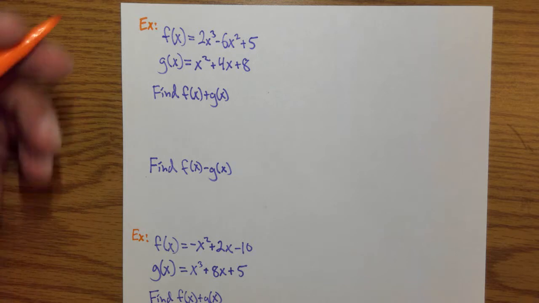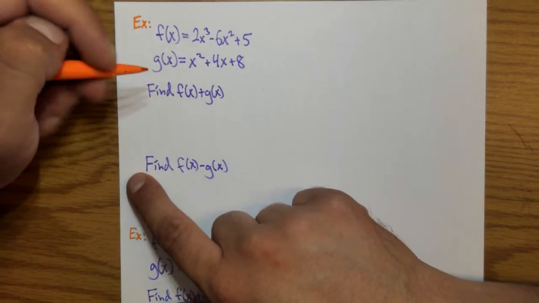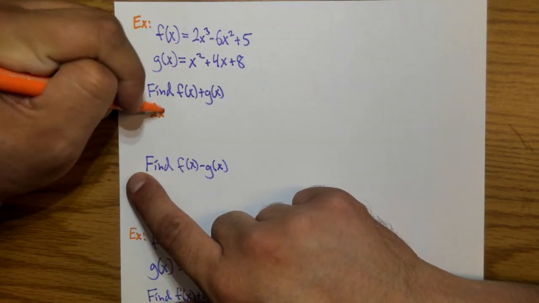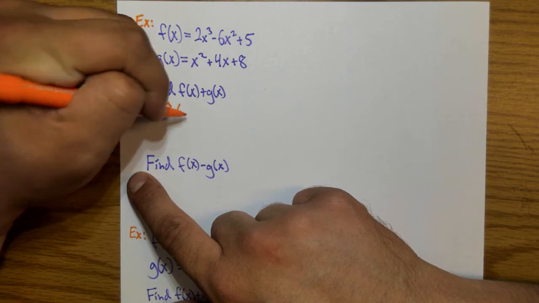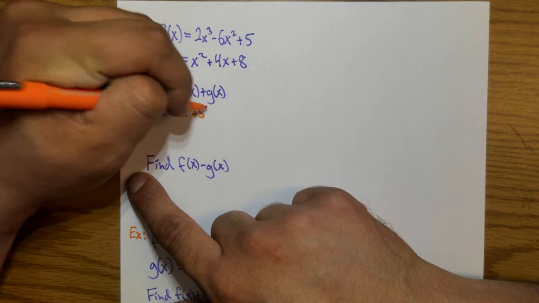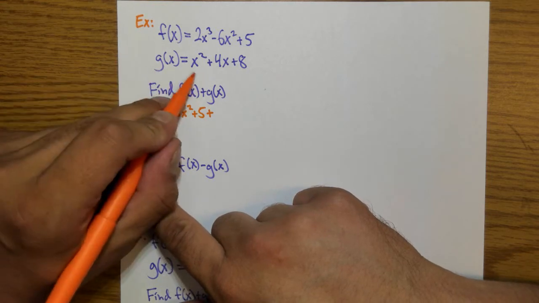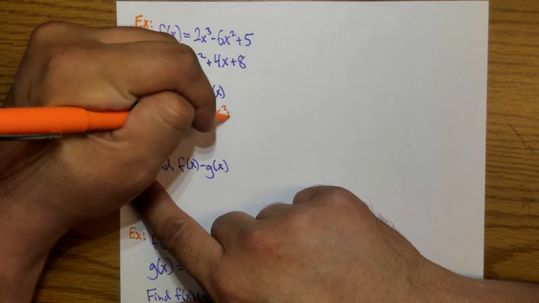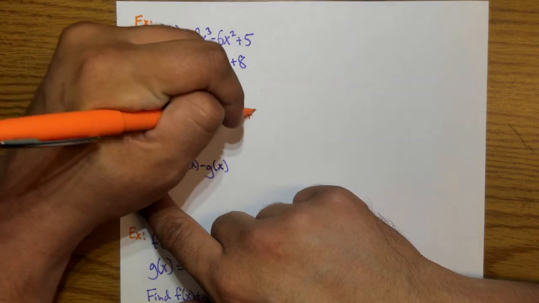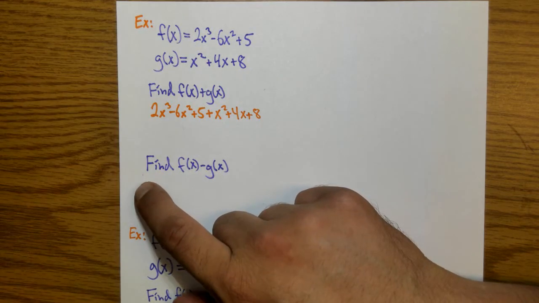So again, we're just going to want to combine like terms, so I'm going to write them next to each other. 2x cubed minus 6x squared plus 5 plus, remember when we do plus, we don't need to put it in parentheses, x squared plus 4x plus 8. And then combine like terms.